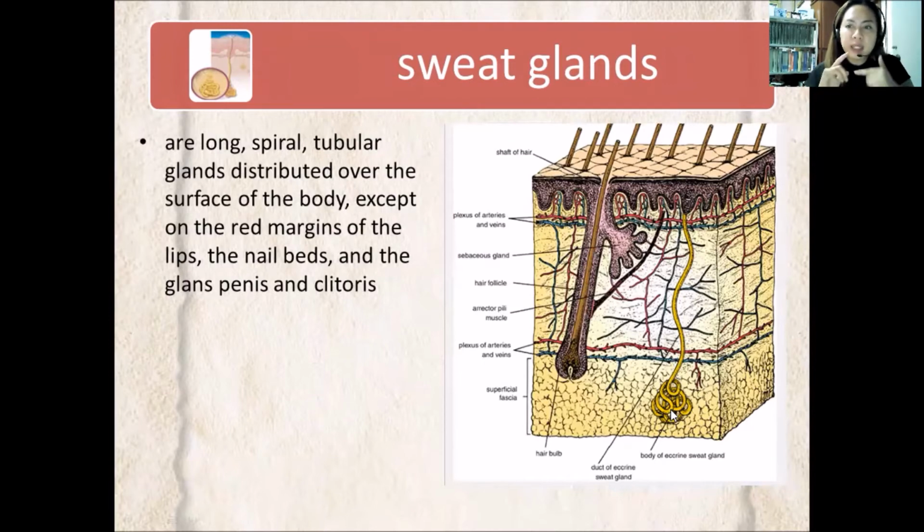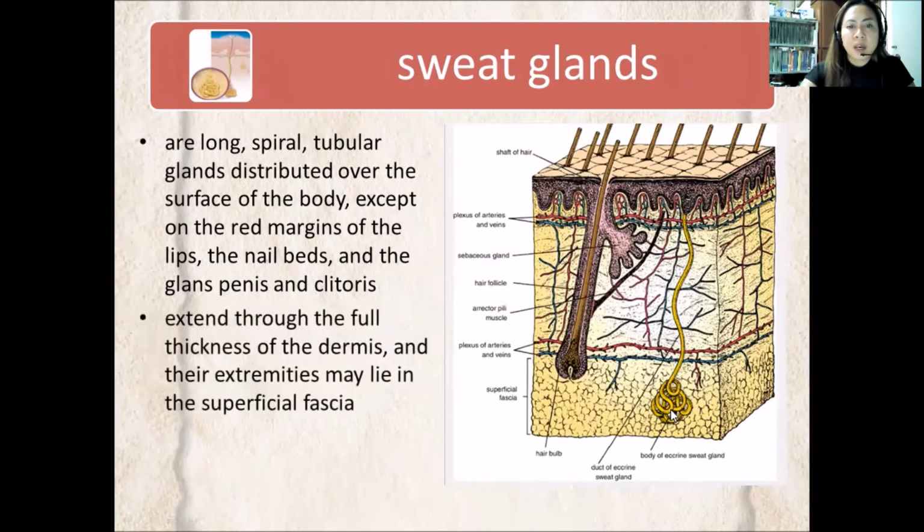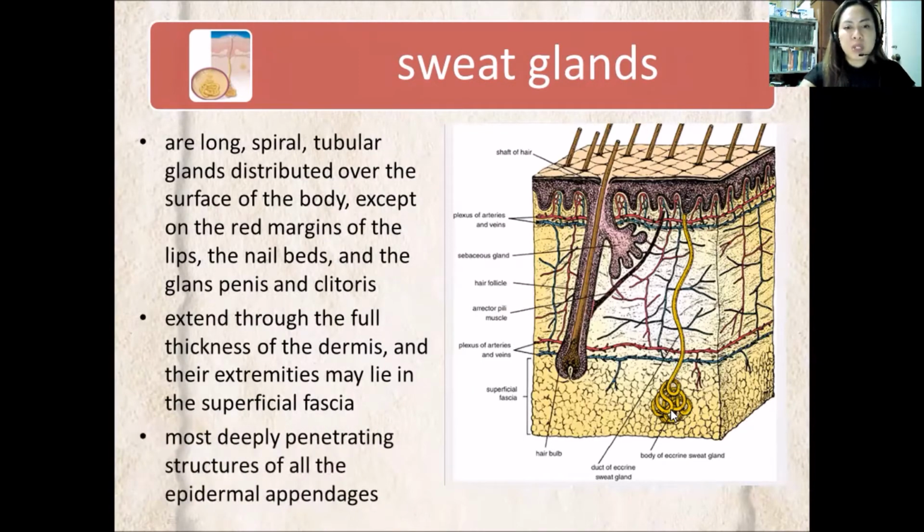The nail beds, of course, walang sweat glands, the glans penis, and the clitoris. They extend through the full thickness of the dermis and their extremities may lie in the superficial fascia. The sweat gland is one of the most deeply penetrating structures of all the epidermal appendages. So makita mo dito sa picture, mas deeper nga naman yung abot ng iyong sweat gland.